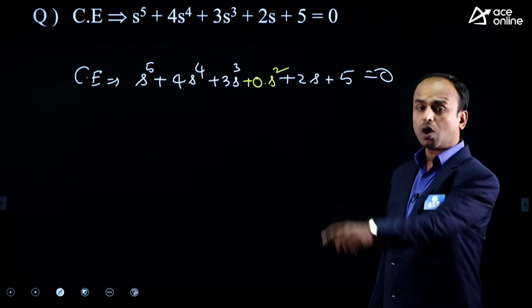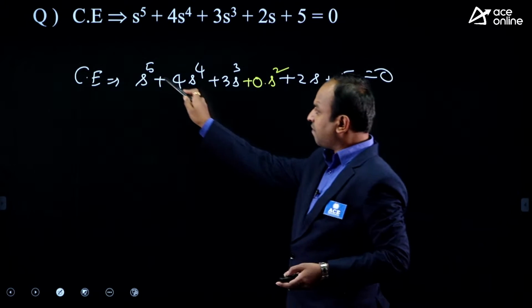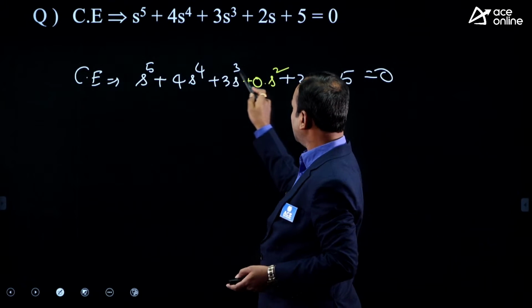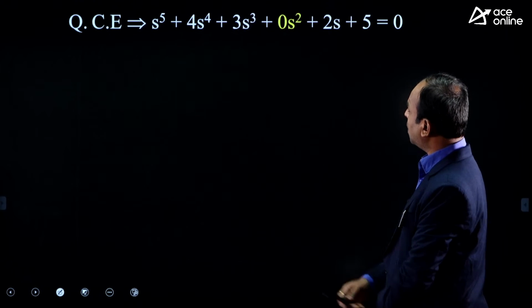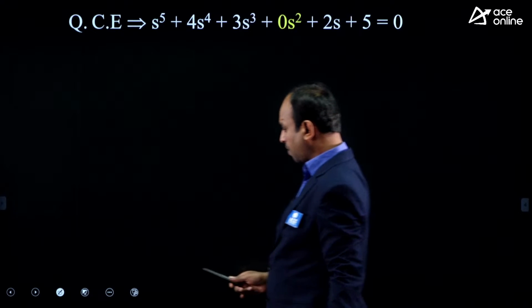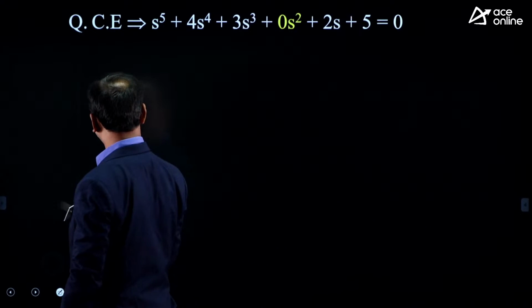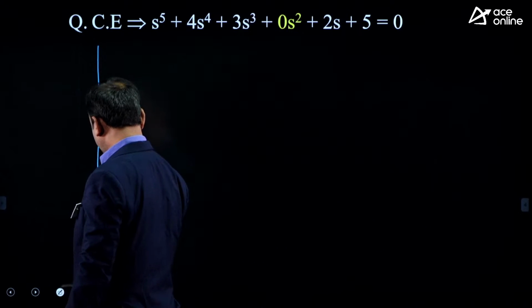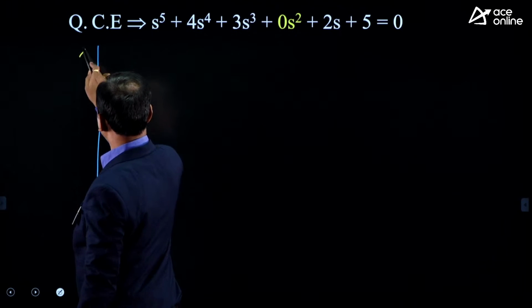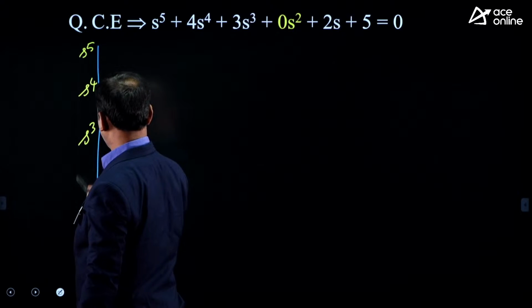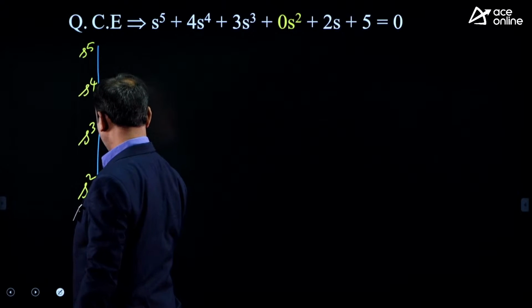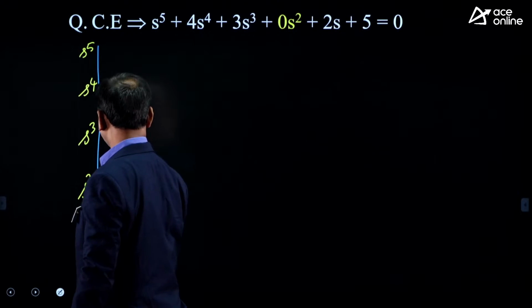Means every coefficient should be present: 5, 4, 3, 2, 1. Then arrange, and only then solve the question. Now I arranged it with 0 into s square. Use the Routh-Hurwitz method here. Now s power 5, s power 4, s power 3, s power 2, s power 1, s power 0.